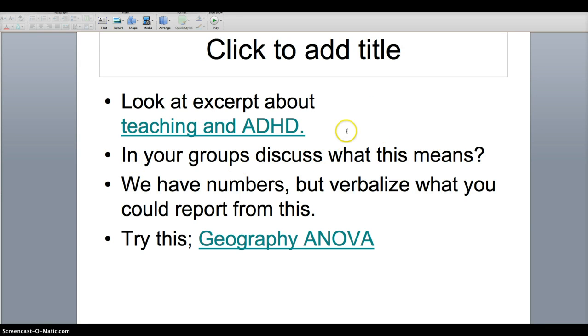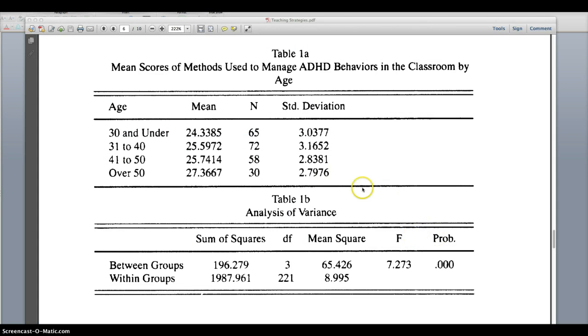Now, we're going to look at an example of this. The first one I'm going to show you, and then the other one I'm going to turn into a discussion thread. This is a data table from an article called Teaching Strategies. What they're trying to determine is if there's a significant difference in the methods used to manage ADHD behaviors in the classroom by age classification. So, for example, teachers 30 and under, 31 to 40, 41 to 50, and teachers that are over 50.